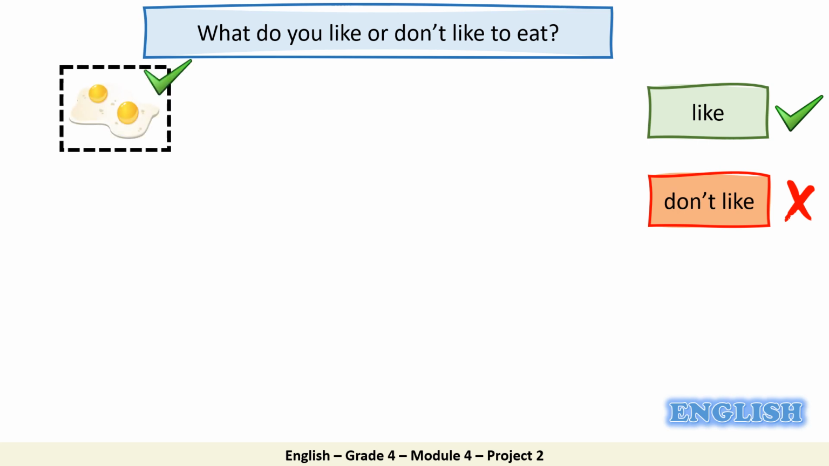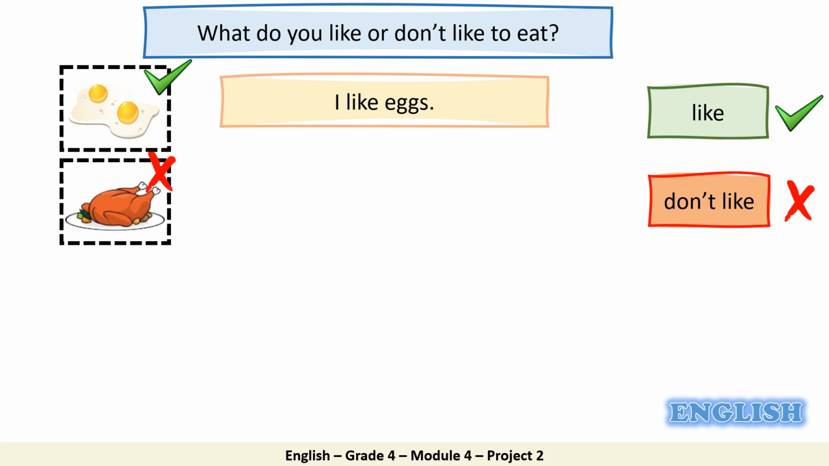Let's move on. Look at the first picture. We have eggs and there is a tick. So you would say, I like eggs. Great. Let's continue.